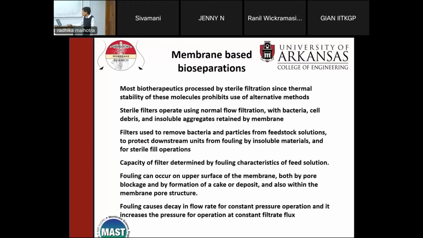Sterile filters operate in normal flow mode with bacteria, cell debris, and insoluble aggregates retained by the membrane. Filters are used to remove bacteria particles from feedstock solutions to protect downstream units from fouling by insoluble materials and for sterile fill operations. Capacity of the filter is determined by fouling characteristics of the feed solution. Fouling can occur on the upper surface of the membrane, both by pore blockage and by cake formation, or deposition within the membrane pore structure. Fouling causes a decay in flow rate for constant pressure operation, and it increases pressure during constant flux operation.